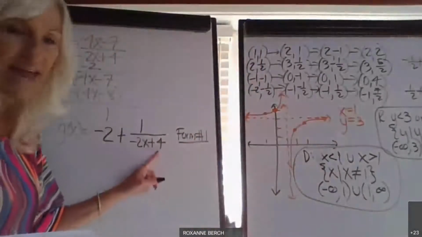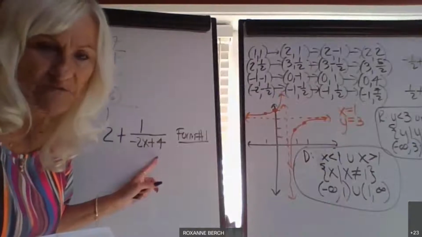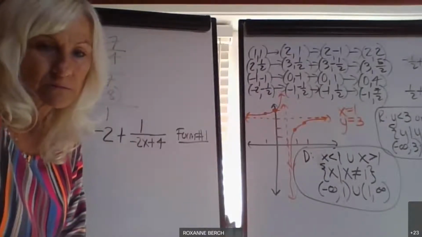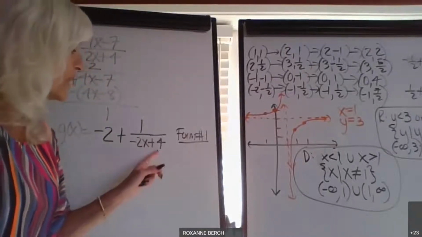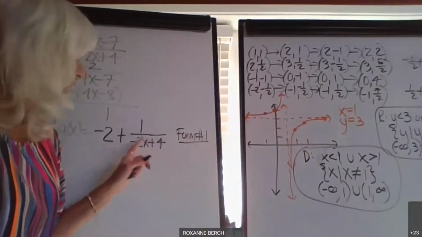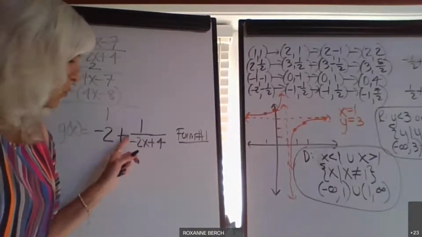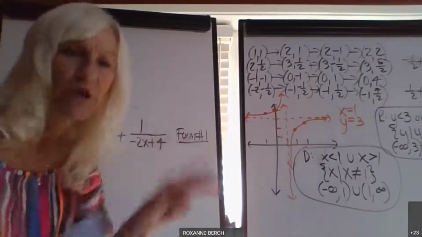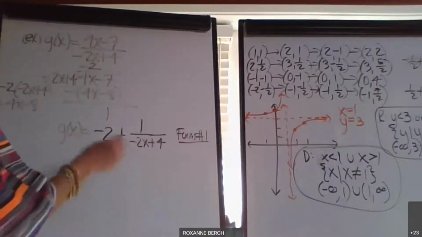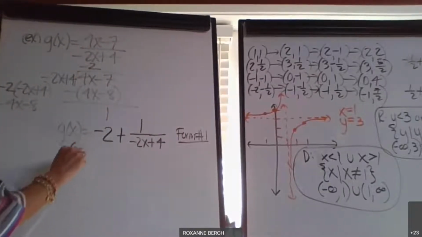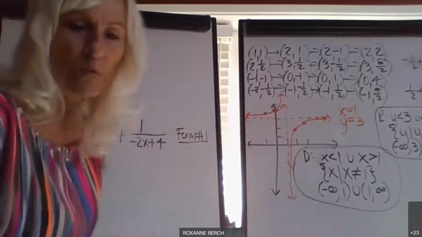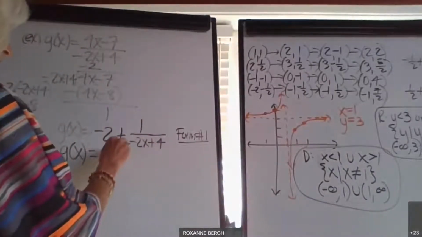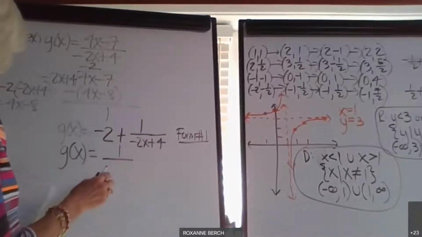We like form number 1, but guess what? If you say that the vertical asymptote is 4, you're going to get the wrong graph. The vertical asymptote is actually negative 1/2 of 4. So it's more complicated. Let me just show you this, okay? I'm going to write this in form 2, and I'm going to show you later why rational equations are better in form 2. But watch. So can I write this like this?